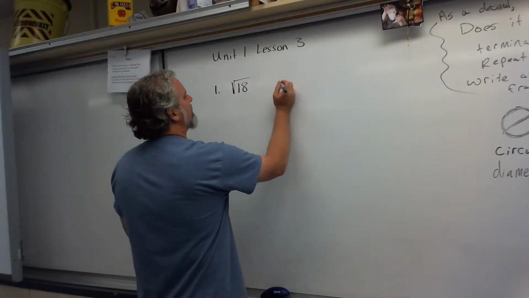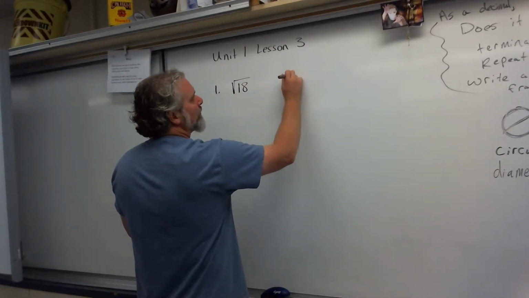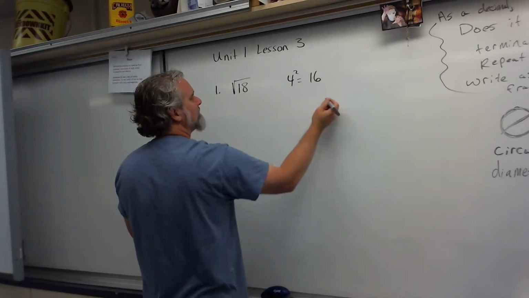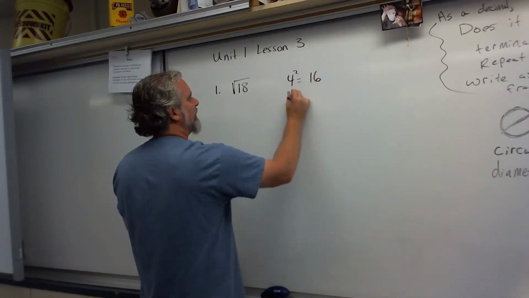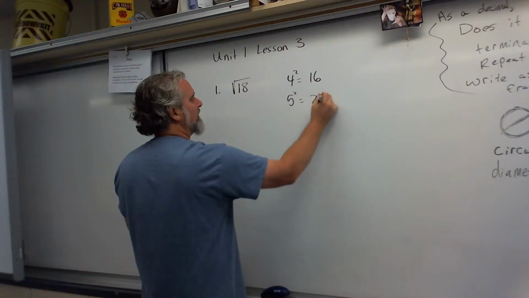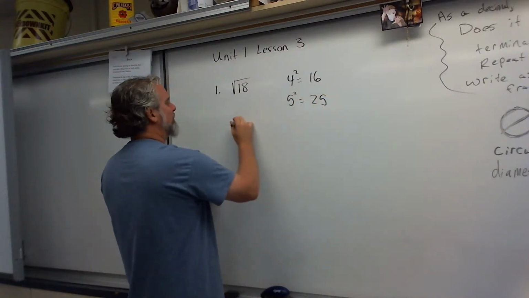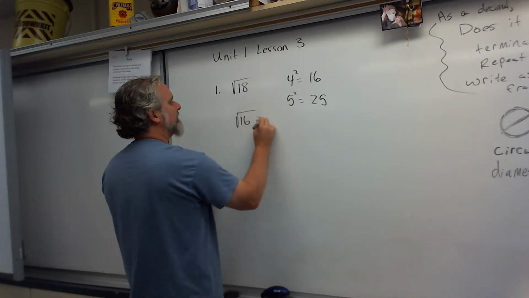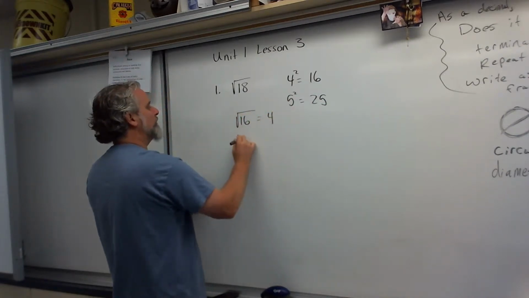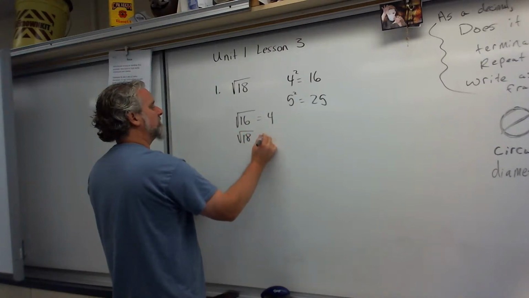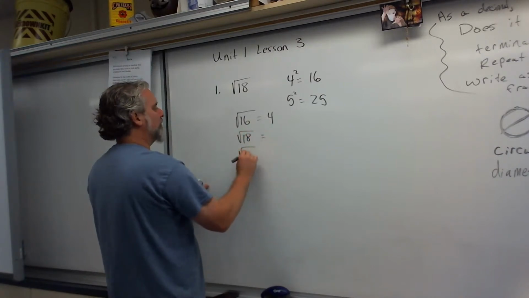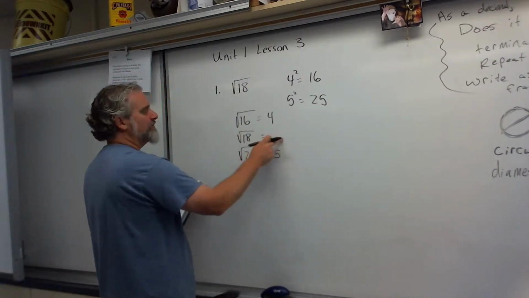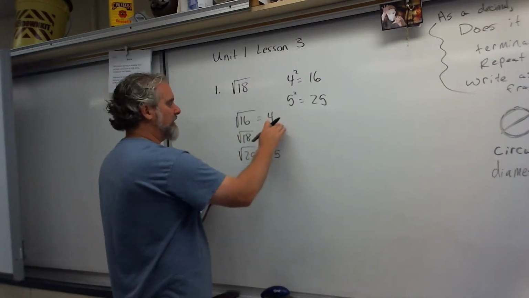Square root of 18 falls between 4 squared, which is 16, and 5 squared, which is 25. So if we had to put these in order, square root of 16 equals 4, square root of 18, and then we have square root of 25, which equals 5. Square root of 18 falls in between those, so it's not going to be a whole number.